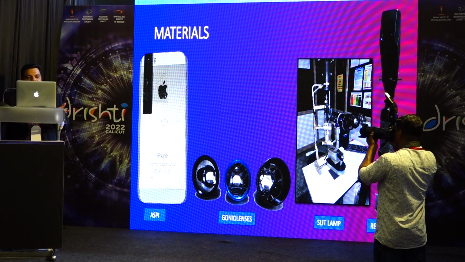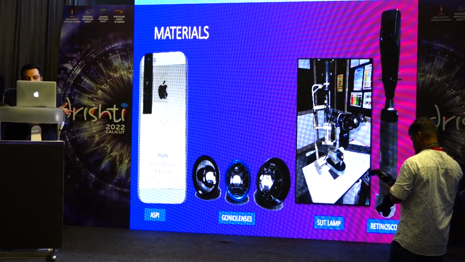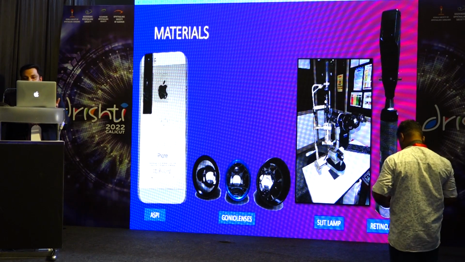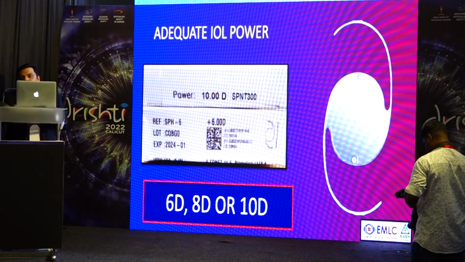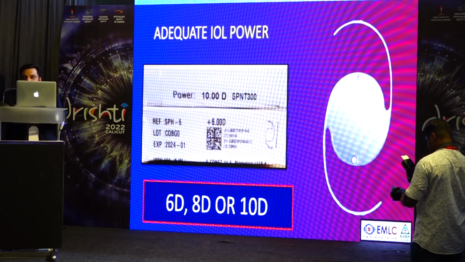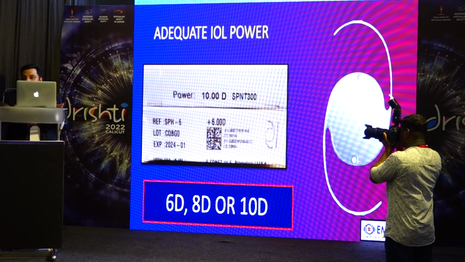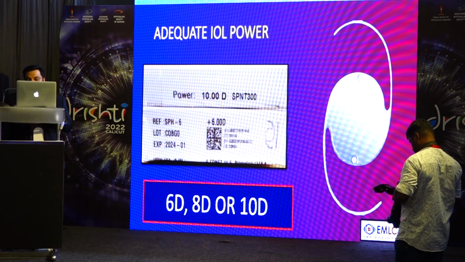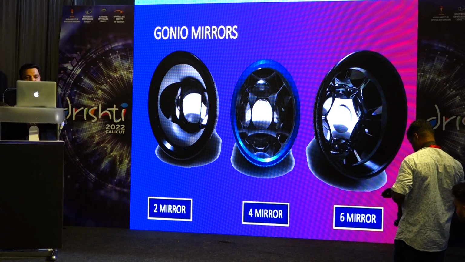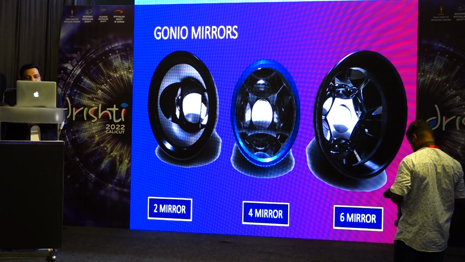The material required, again, is the ASPE, and then you definitely require gonio mirrors. A slit lamp and retinoscope are optional, only if you want to take slit images. You, however, require IOL powers of 6 diopter, 8 diopter, or 10 diopter. You cannot use a higher power IOL, like the 15 or 20 that Prithvi described for his ASPE, because you cannot take images with that. You need either 6D, 8D, or 10D IOLs. And obviously, any gonio mirror will do. A contact technique like a 2-mirror gonio mirror is slightly better, but if you have a 4-mirror or a 6-mirror, you can take images with these too.